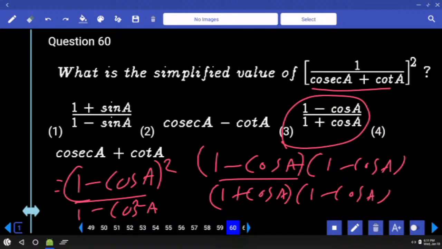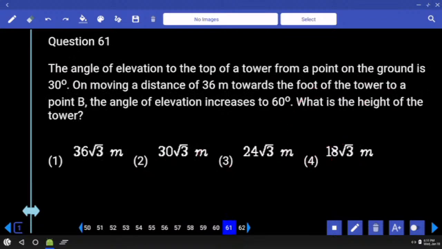Again, substitute angles and check. Sin A doesn't come, this one doesn't come either. Okay? Third option will be the right answer. Shall we go to the next question? Yes or no? Right. 61. Okay, this is a simple question again.